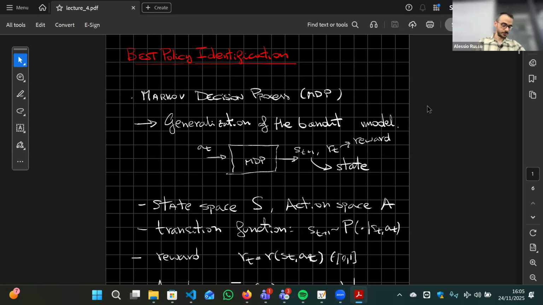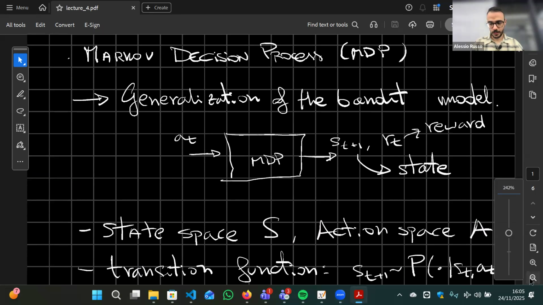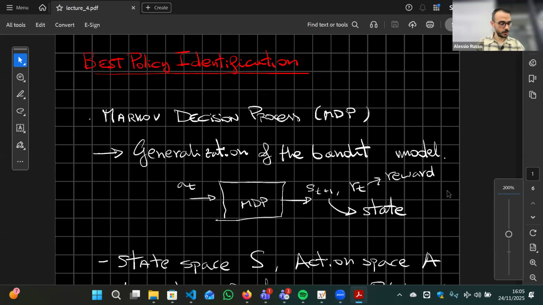Okay. So the last time we started the best policy identification problem, I will do a recap now of what we did. Today we are going to try to finish the topic, so we can start with the Bayesian hypothesis testing problem.